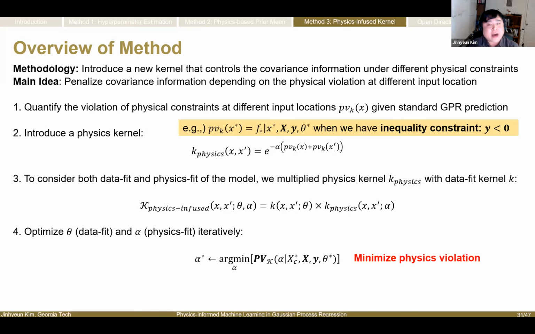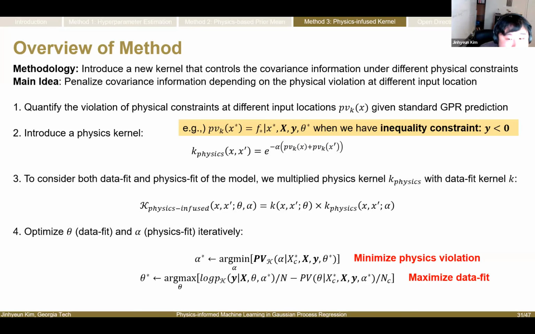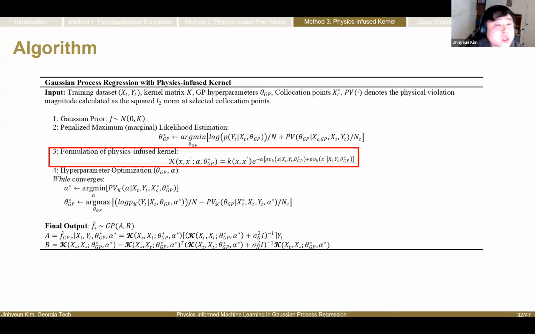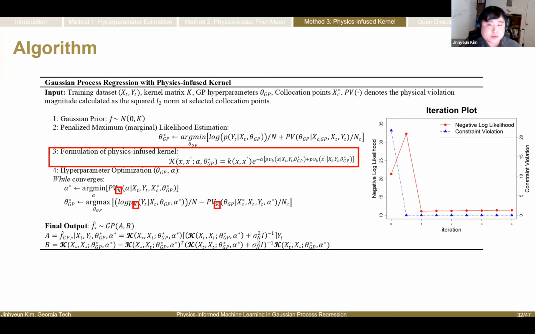First, we minimize the violation of physics given the posterior hyperparameters of theta with this new kernel. Next, we maximize the data fit given the alpha we obtained in the previous step. This is the algorithm. So we first formulate the physics-infused kernel depending on different physics-based knowledge, and we iteratively optimize alpha and theta with this new kernel. So this is one of the examples of the iteration plot.